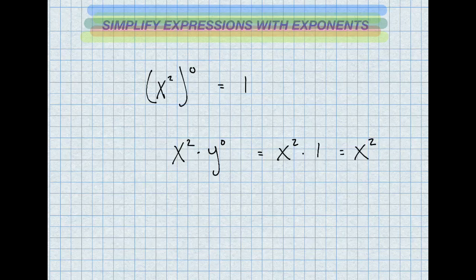Okay, another way to look at this is the multiplication, where you say that this equals x to the 2 times 0, or just x to the 0. That also equals 1. Okay, so anything raised to the 0 equals 1.